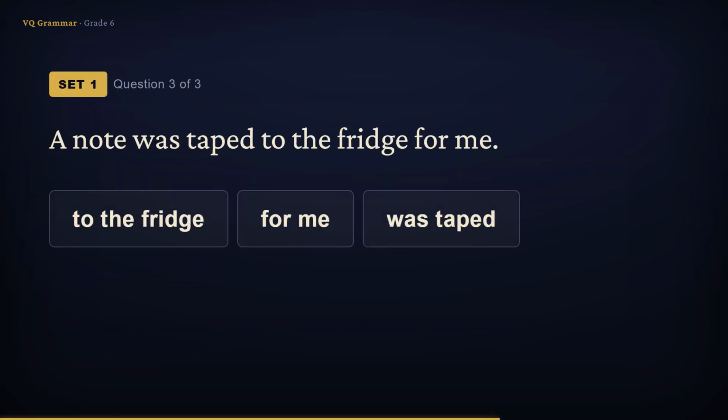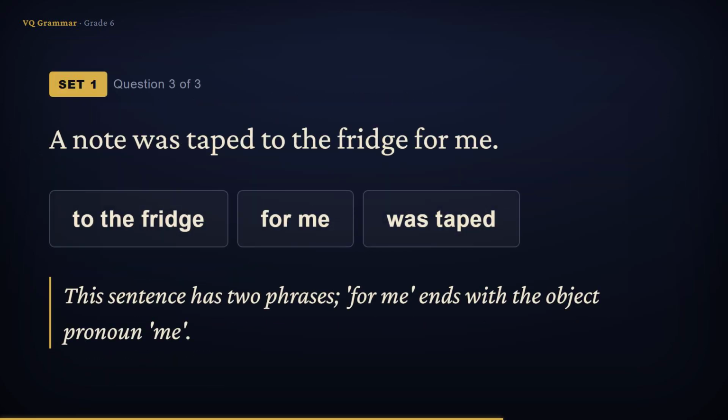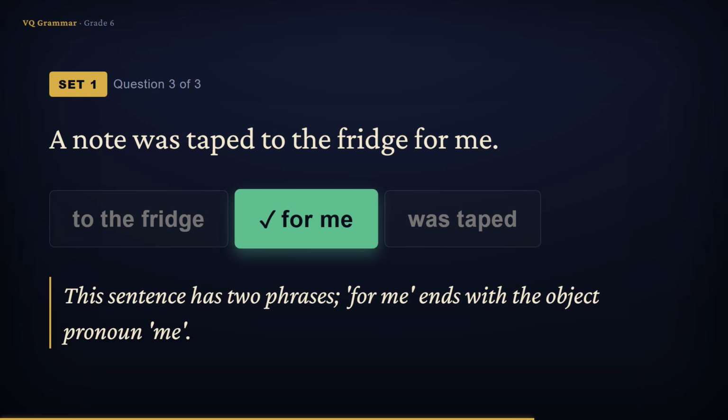A note was taped to the fridge for me. Careful, this sentence has two phrases. One is to the fridge. The other starts with the preposition for and ends with the object pronoun me. Remember, the object can be a pronoun, not just a noun. So a correct phrase here is for me.